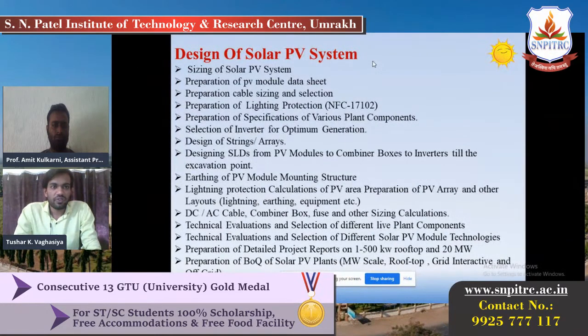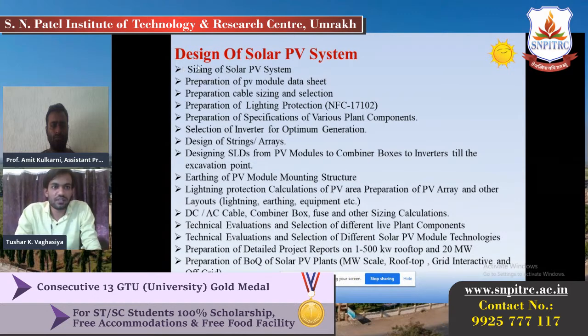Whenever you go for the design of a solar power plant, first of all you have to mention what size of solar power plant you require: 1 megawatt, 2 megawatt, or 2 kilowatt. As per the residency, there is something different. If there is an industry, there is a different size requirement, right?